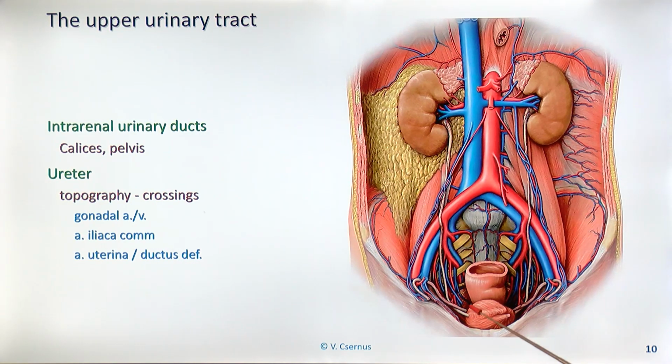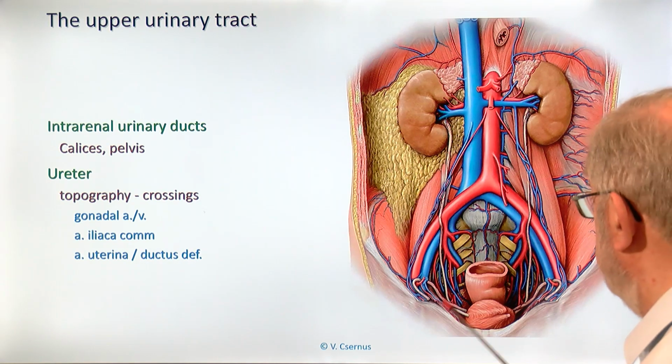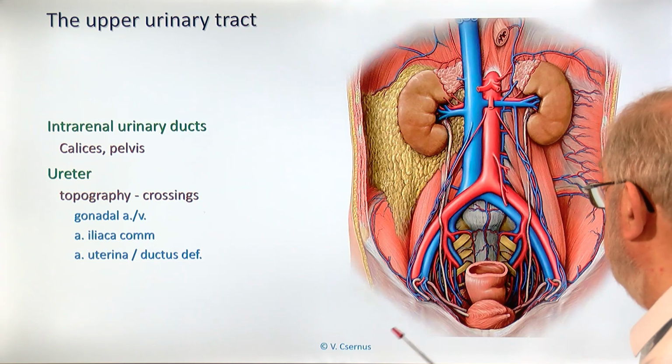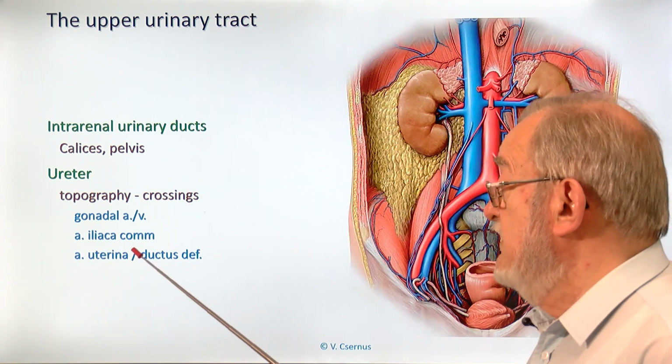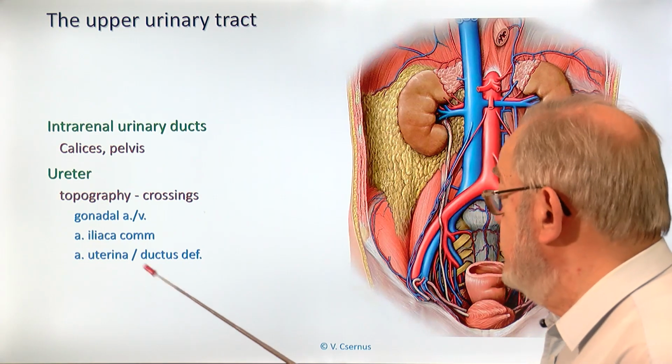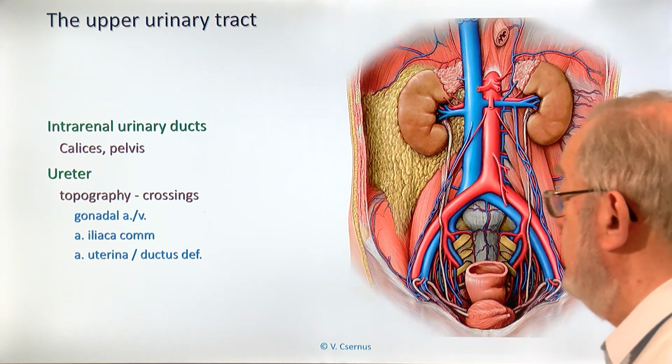This is a male picture, and this is the vas deferens, and you can see the ureter is coming behind the vas deferens. A very similar situation, just a little bit difficult to see through, is in females, where the uterine artery is also passing in front of the ureter.